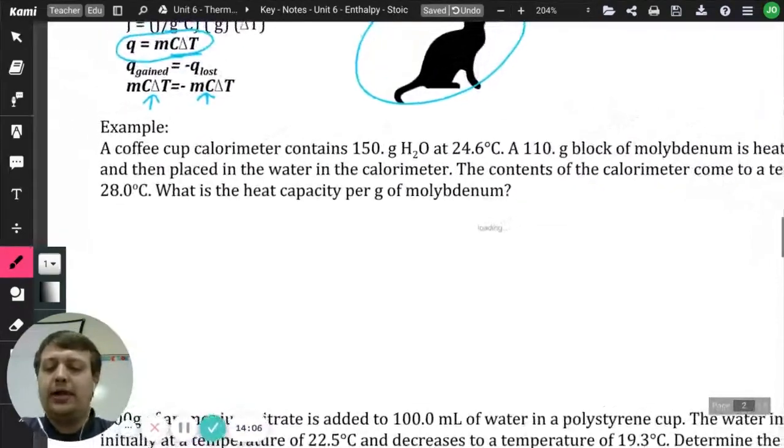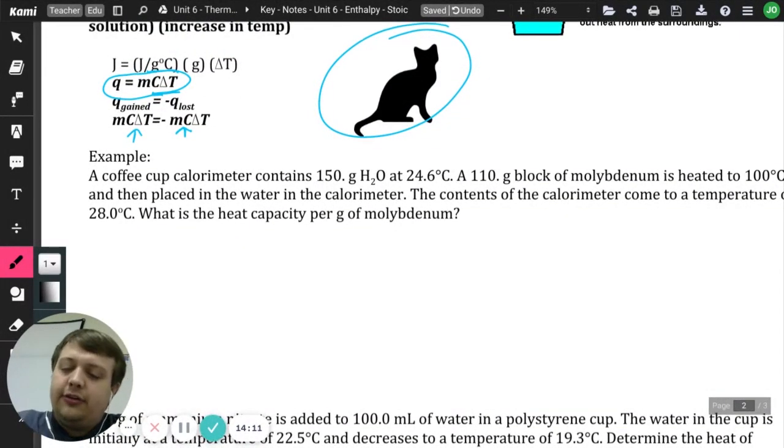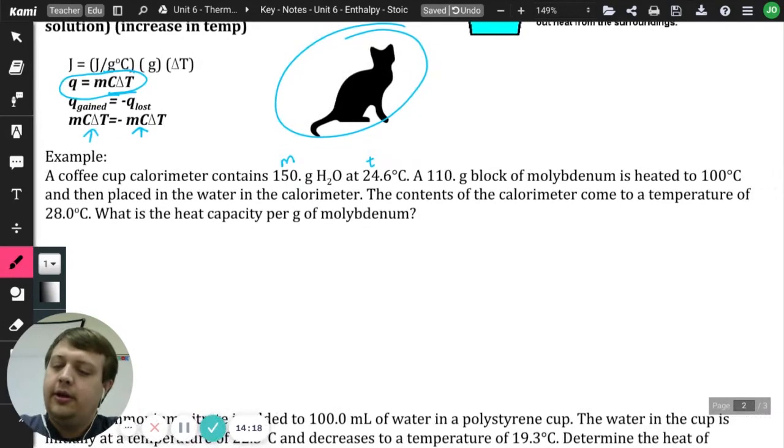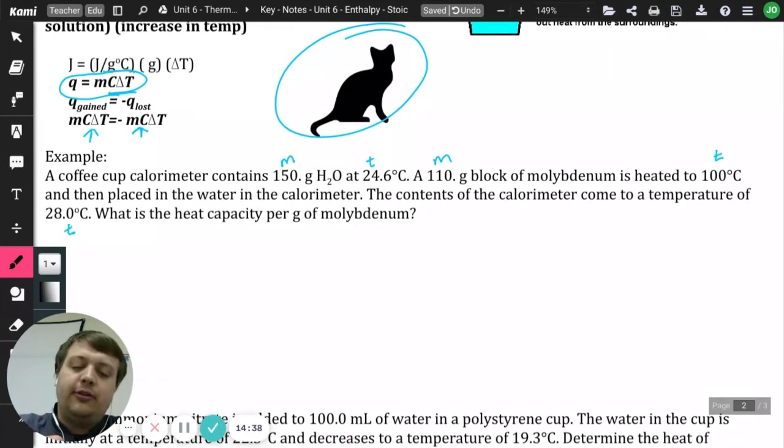So, for example 1 here, it says a coffee cup calorimeter contains 150 grams of H2O. That's a mass, at 24.6 degrees Celsius. That's a temperature. And then we've got a 110 gram block of molybdenum, which is a mass, and it is heated to 100 degrees Celsius. That's a temperature. And then that's placed into the water in the calorimeter. The contents of the calorimeter came to a temperature of 28 degrees Celsius. So this is my final temperature right there.